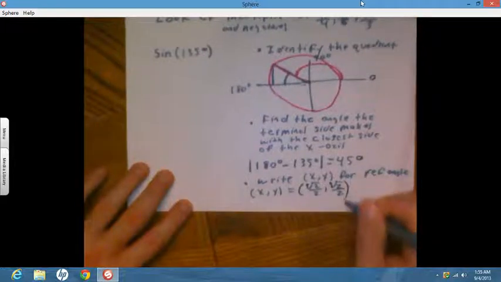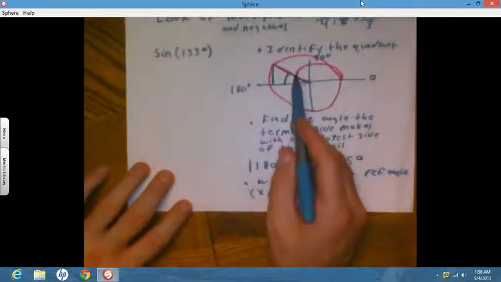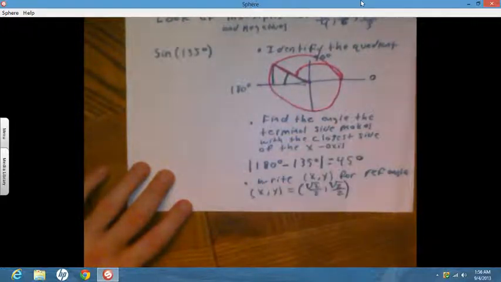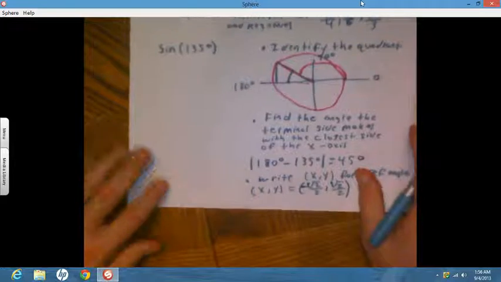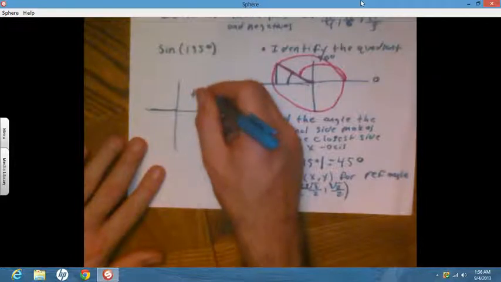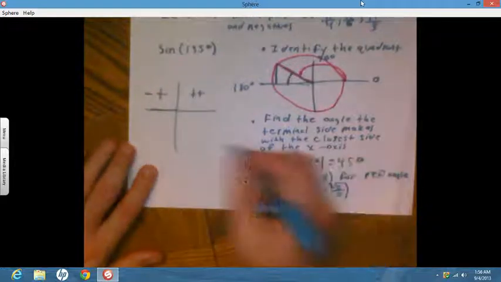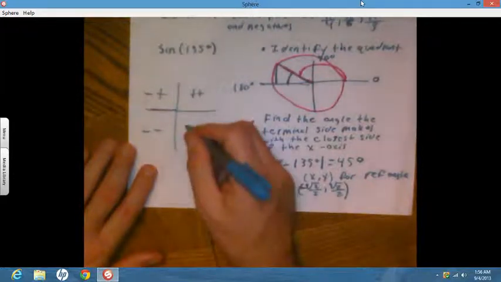Okay? Now, here's the difference, though. For the second quadrant, x is negative, y is positive. Okay? So my x over here is going to be negative. My y is going to stay positive. In case you've forgotten, in the first quadrant, x and y are both positive. In the second quadrant, x is negative, y is positive. The third quadrant, they're both negative. And the fourth quadrant, x is positive, y is negative.